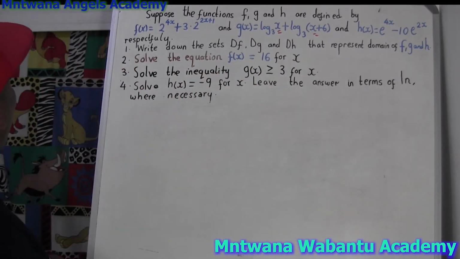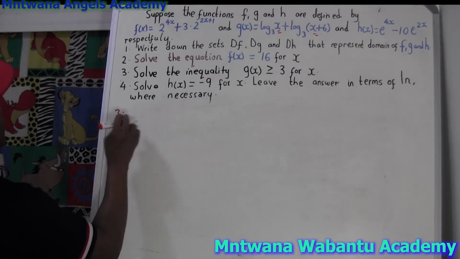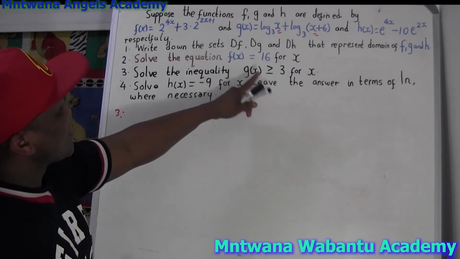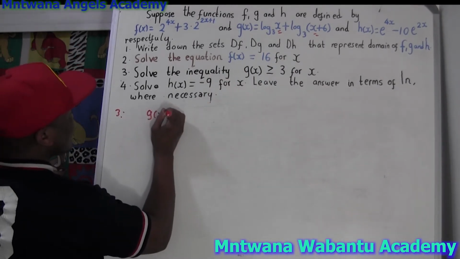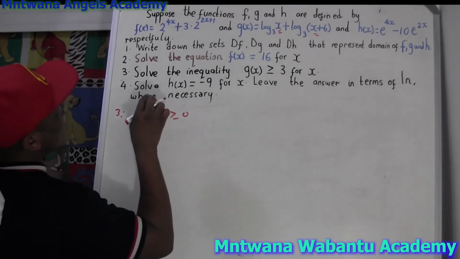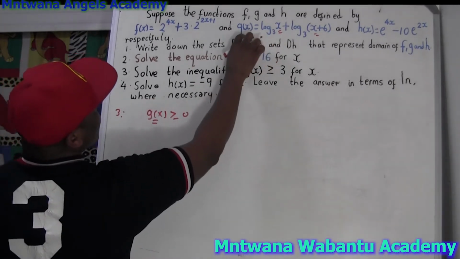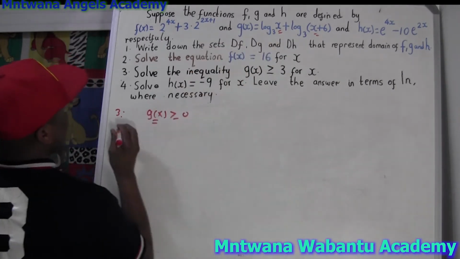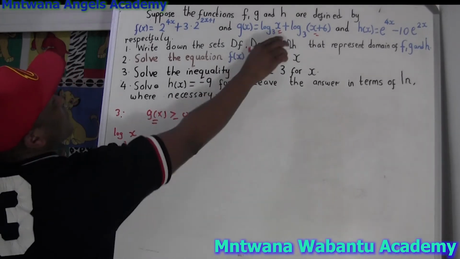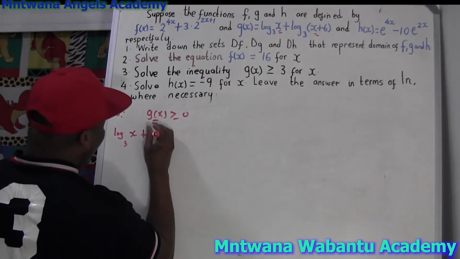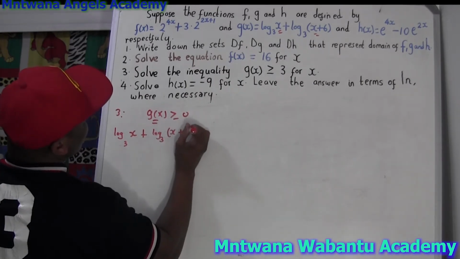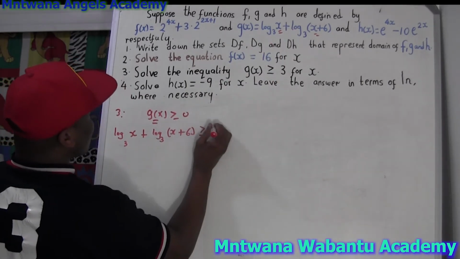Okay, cool. Now let's go for question 3. They say solve the inequality of g of x. So now g of x is greater or equal to 0. What is g of x? Let's see. Instead of saying g of x, I'll write that. So this is log base 3 of x, plus log base 3 of x plus 6, greater or equal to 0.